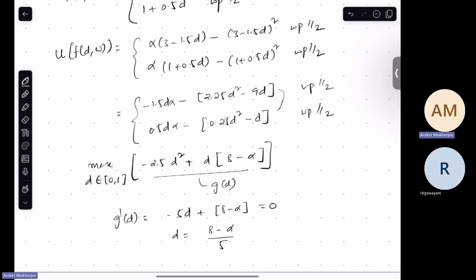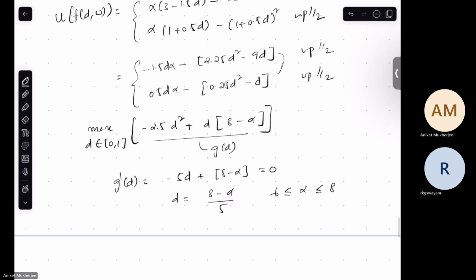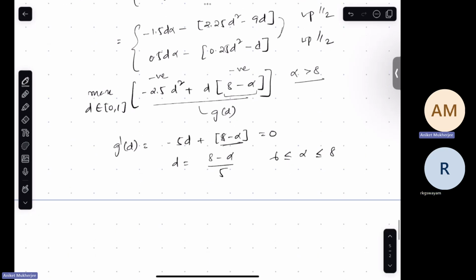But this is true only when alpha is less than or equal to 8. If alpha is greater than or equal to 8, then D equals 0. You have this 8 minus alpha here. Suppose alpha is greater than 8, then you'll get a negative term here. You want to maximize this whole term, so you would just choose D to be 0. I hope that is clear.